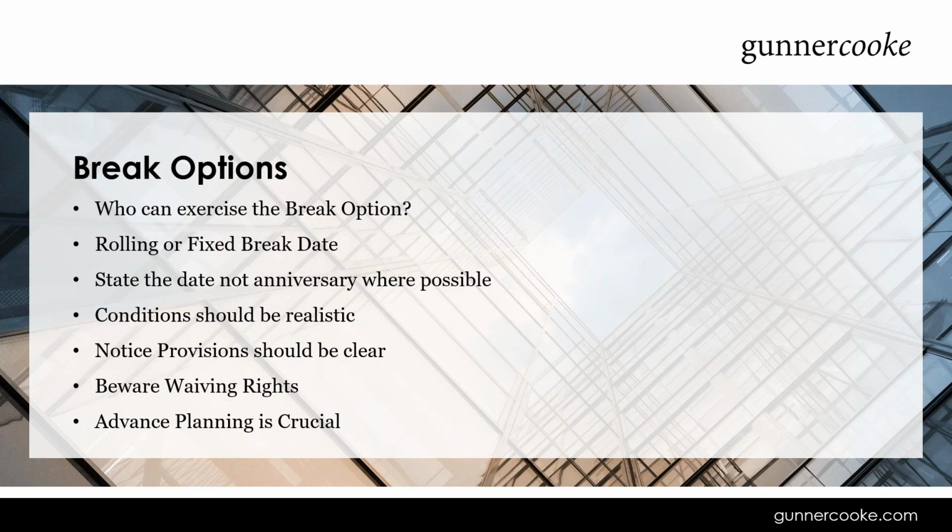You can have two types of breaks. They can be rolling or fixed. So your fixed break date is a specified date during the term of the lease, and a rolling break date is usually specified as being after a specific date. So much of the term will run, and then at any point after that date, the tenant can serve or the landlord can serve notice.